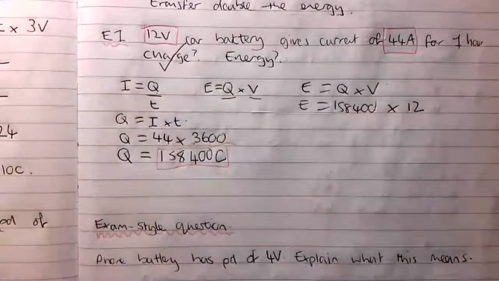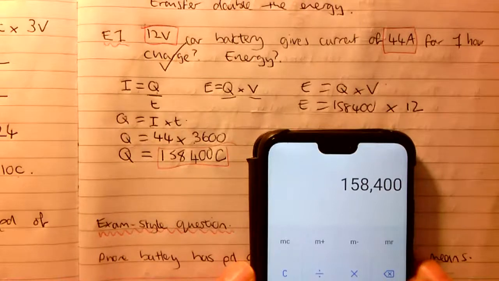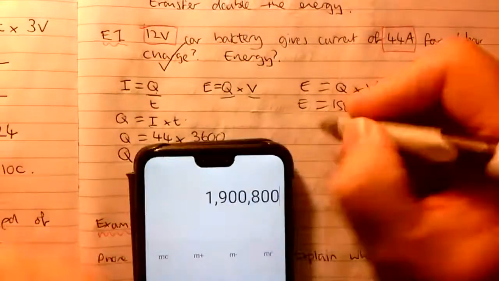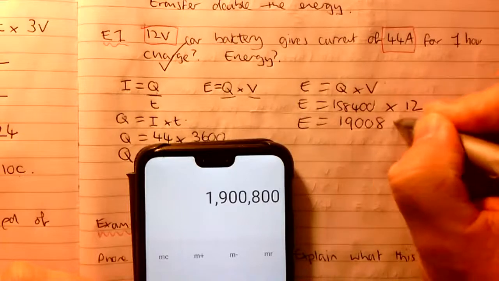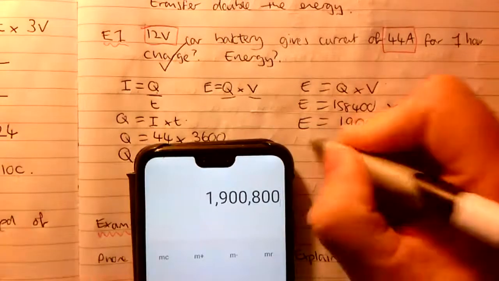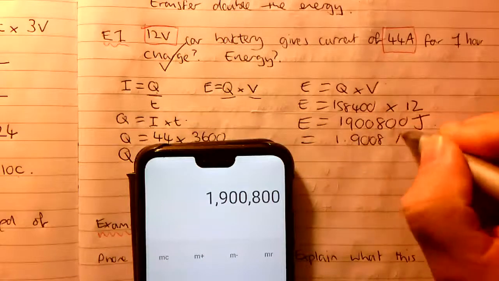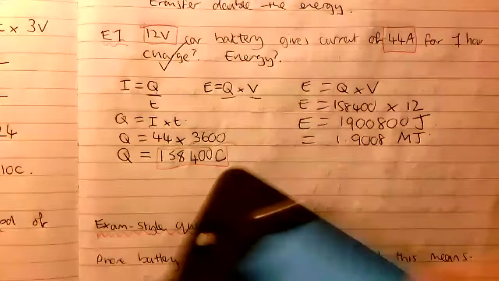So now all I need to do is 158,400 times by 12, which says my energy is 1,900,800 joules, or 1.9008 megajoules. That's what that means there. Okay, last one then is the exam style questions.